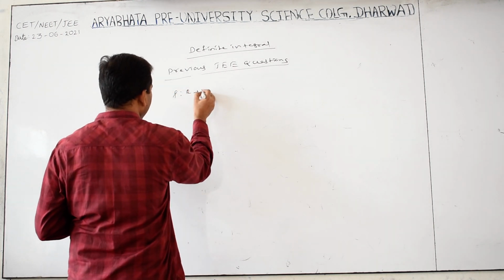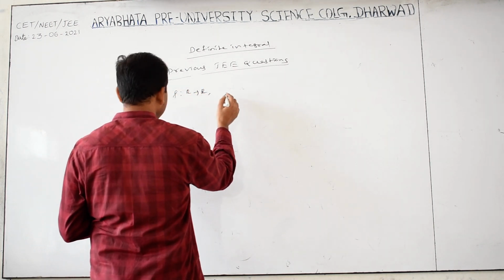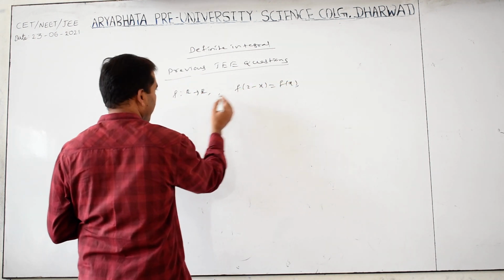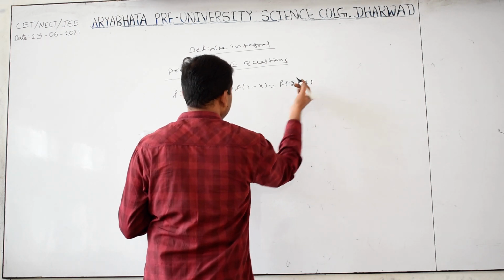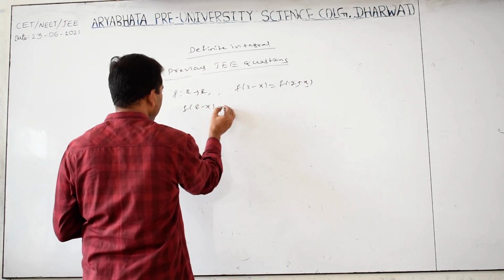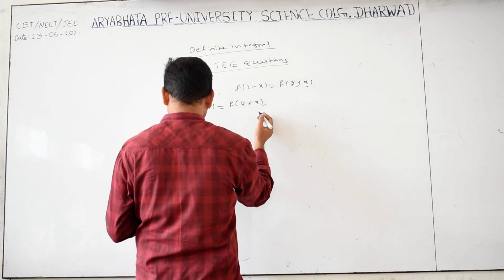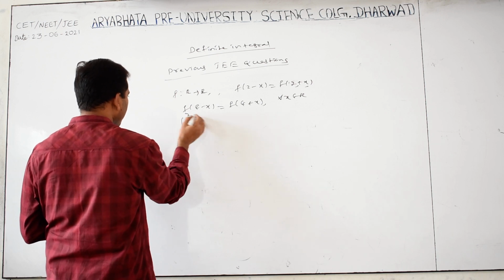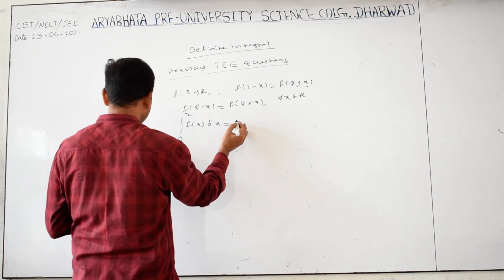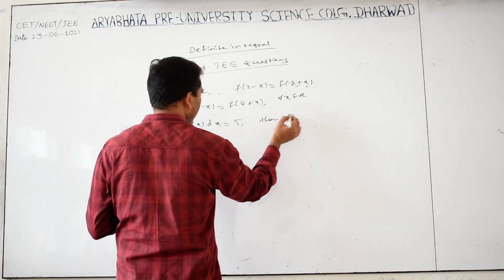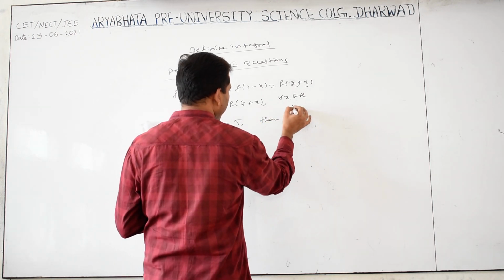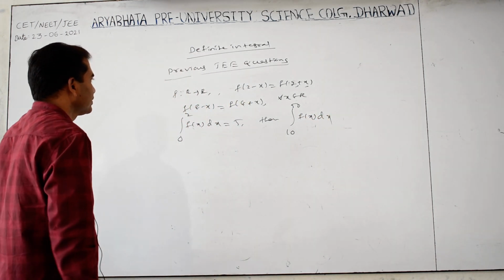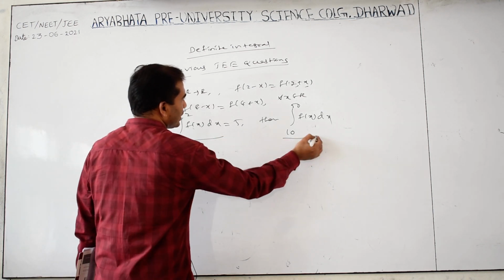f is a function from R to R such that f of 2 minus x equals f of 2 plus x, and f of 4 minus x equals f of 4 plus x for all x belonging to R, and integration of 0 to 2 f of x dx equals 5. Then the value of integration of 10 to 50 f of x dx is? This is given; based on this we have to find that.